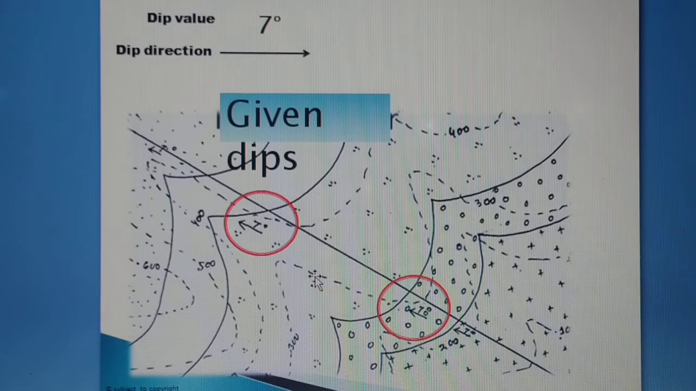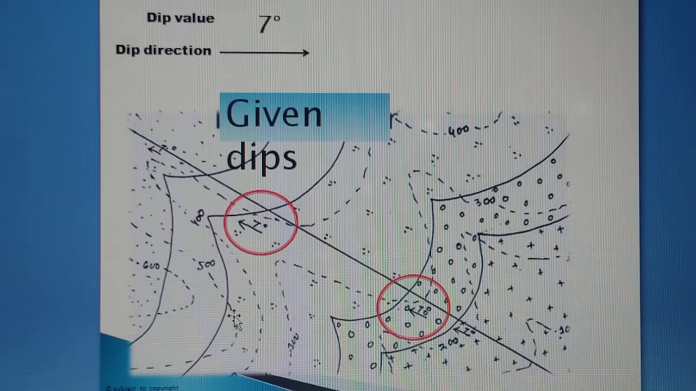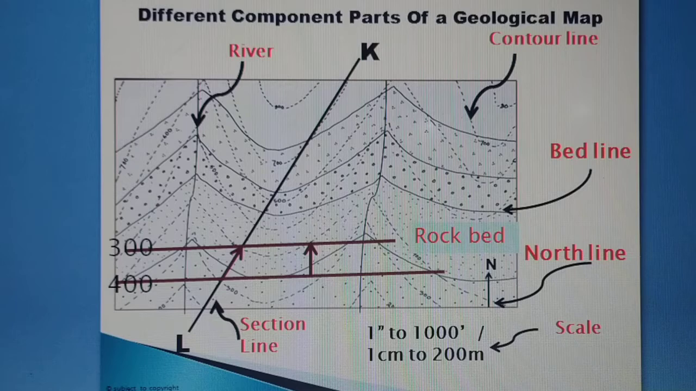Another thing, you can easily understand the direction of a bed through its inclined nose. It looks like a nose, so you can easily understand by seeing this shape. So the direction is toward the northwest. Here I am showing you the different component parts of a geological map, especially the strike line.